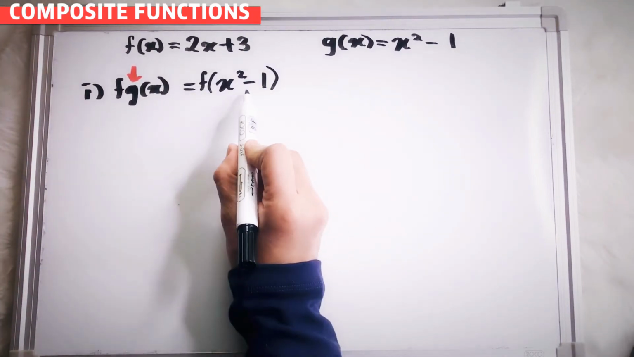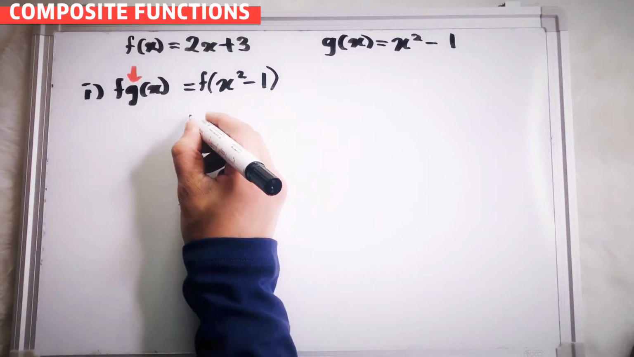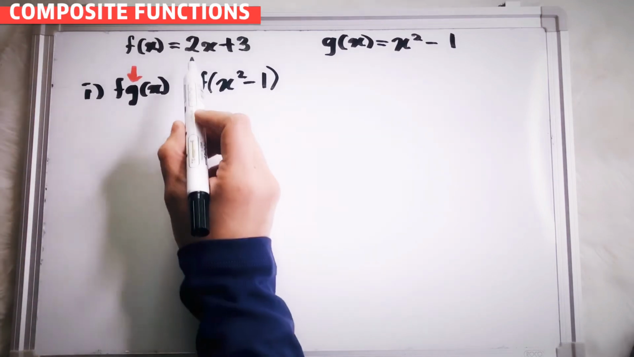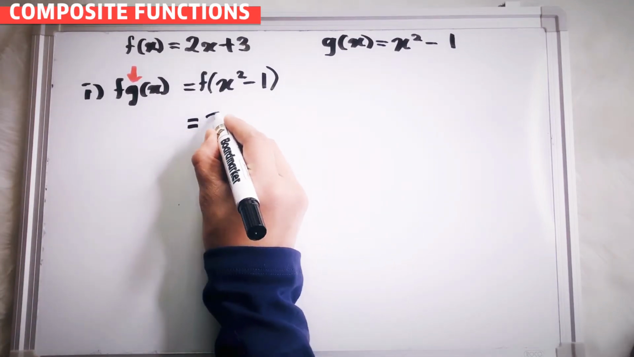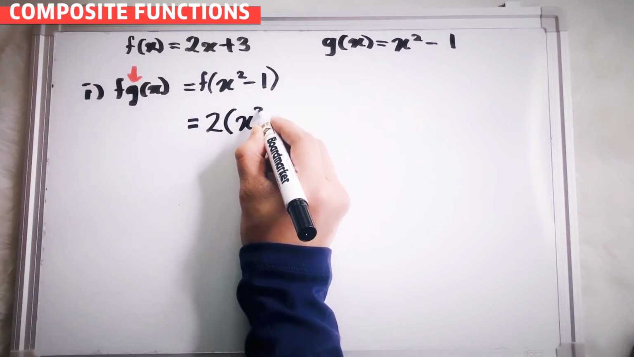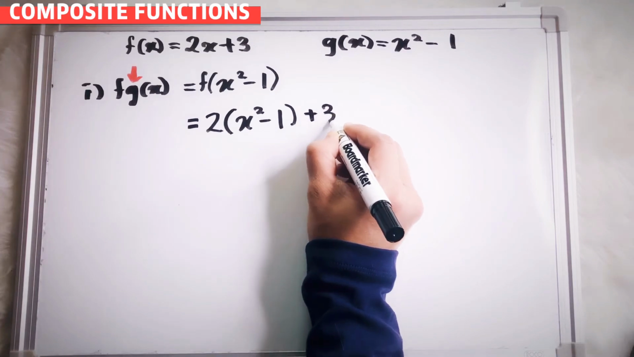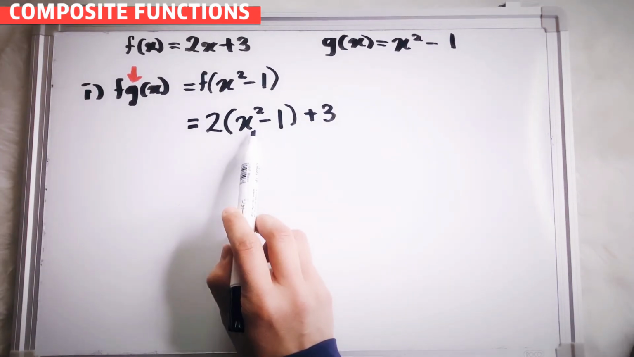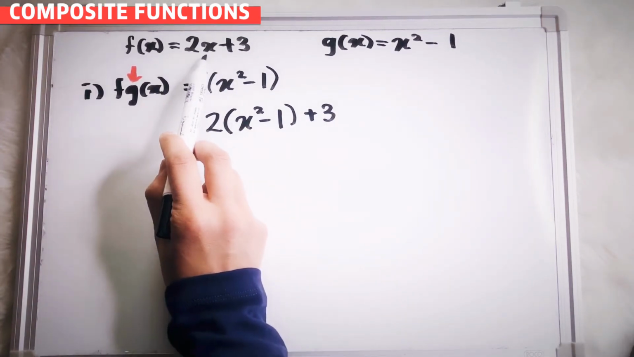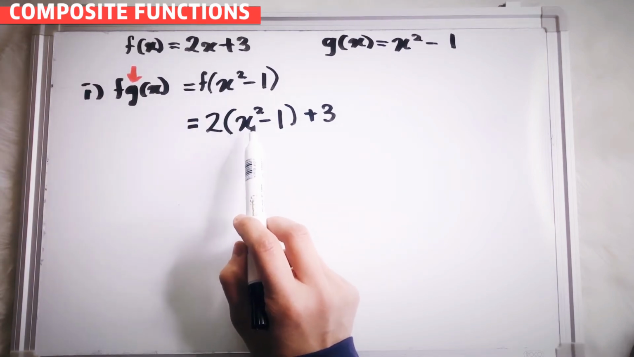So this is our new x. You substitute it inside the f function. What is our f function? 2x plus 3. So for 2x, you copy this one: 2 times (x squared minus 1) plus 3. See, 2x plus 3, and this is our new x. You substitute inside the f function.